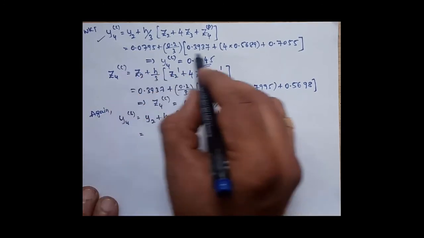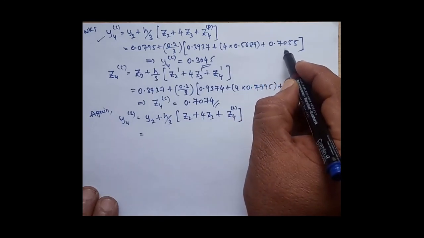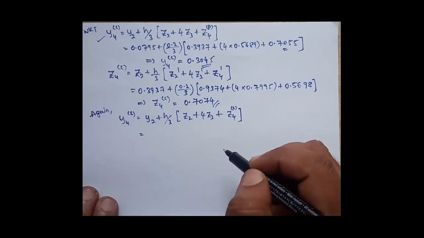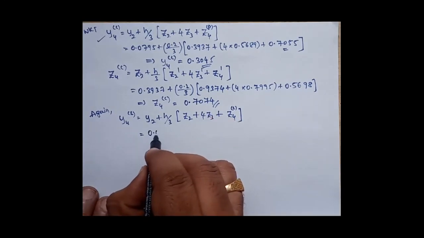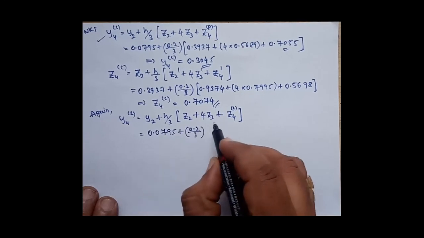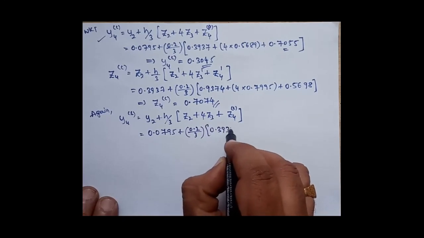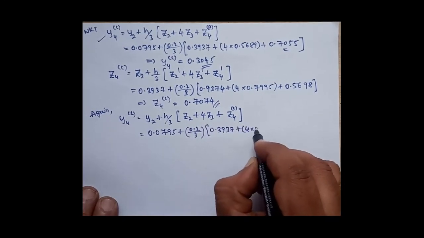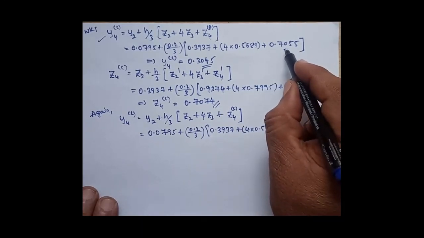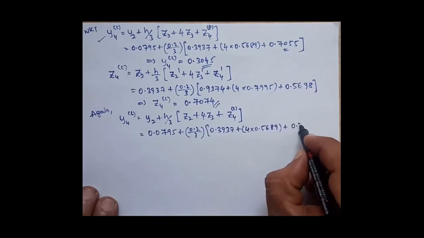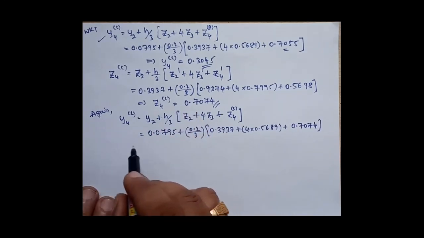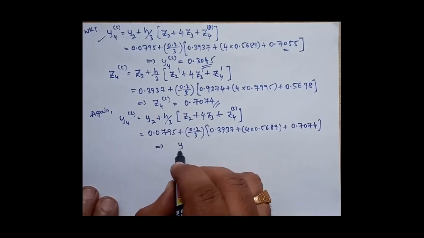That shows that you are using the recent value of z4 in the corrector formula. Substitute now. The entire thing is the same till here. Only the last value you have to change. Instead of 0.7055, you have to put 0.7074. Let us repeat now. 0.0795 plus 0.2 divided by 3 into 0.3937 plus 4 into 0.5689 plus the last value replaced by 0.7074, the corrected value of z. Now again use your calculator and simplify this.